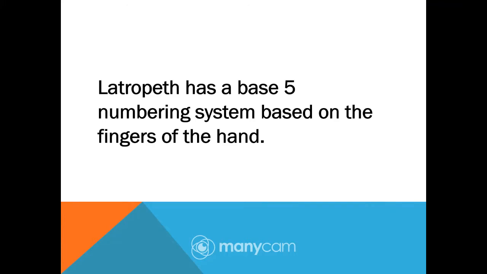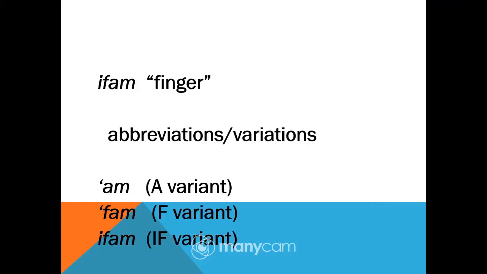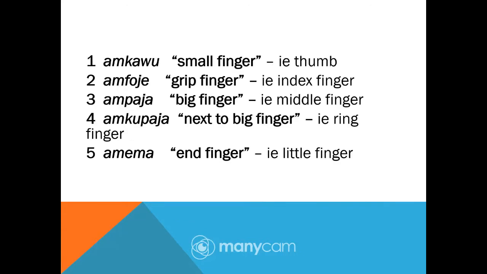So, Latropeth has a base 5 numbering system based on the fingers of the hand. The word for finger is ifam. There are several variations of this. So you hear fam, ifam. I call the first one the A variant, the second one the F variant, and the third one I call the IF variant. So let's begin and have a look at the numbers 1 to 5. And they use the A variant of ifam, of finger.